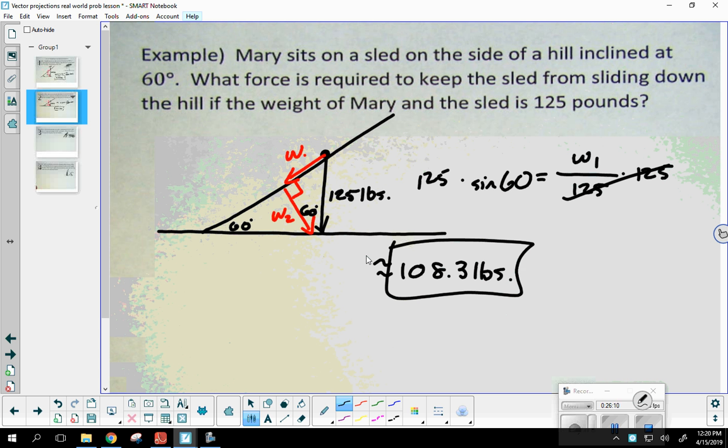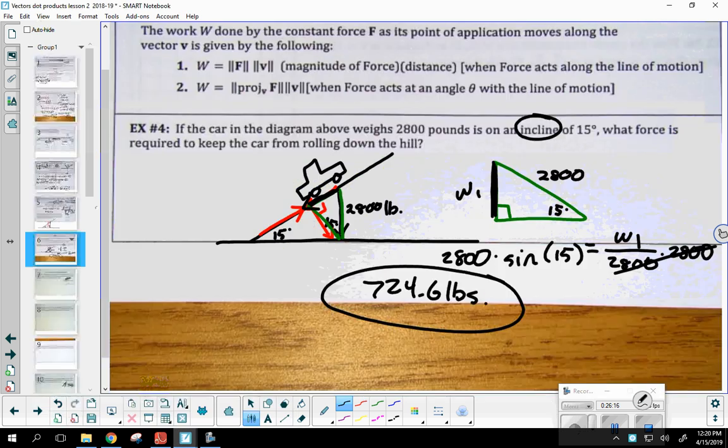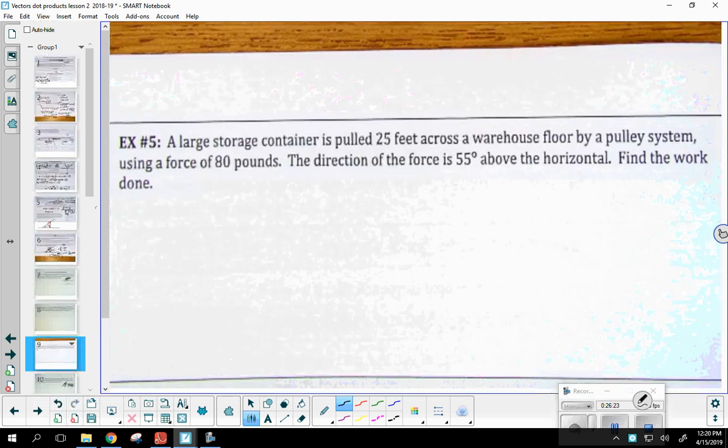Well, let me go ahead and show you the other type of word problem that we have on this lesson. So I'll go back to the packet over here. Let's go to example 5. Now, these are work problems. You're going to be able to tell the difference between the incline or hill problems and the work problems pretty easily, just because of the way that it's stated.